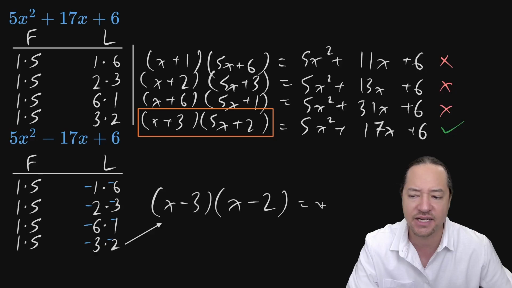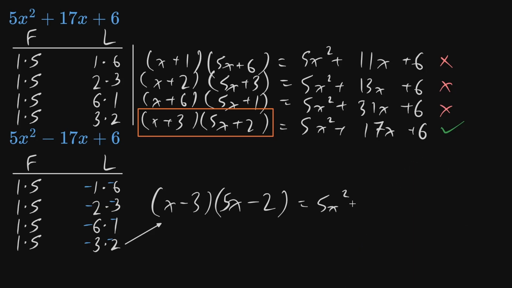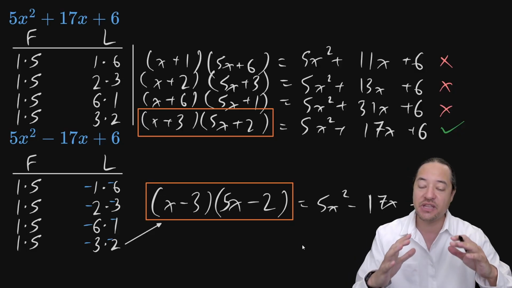We'll get an x. Oh, what are we missing? We're missing a 5 over here. So this should give us a 5x squared, and then a negative times a negative is going to give us a positive. So this is a positive 6, but in the middle, notice this is going to be a negative 15x, and this will give us a negative 2x, giving us a total of a negative 17x, which is exactly what we expected. Okay, so there we go. This is going to be the factored form here.